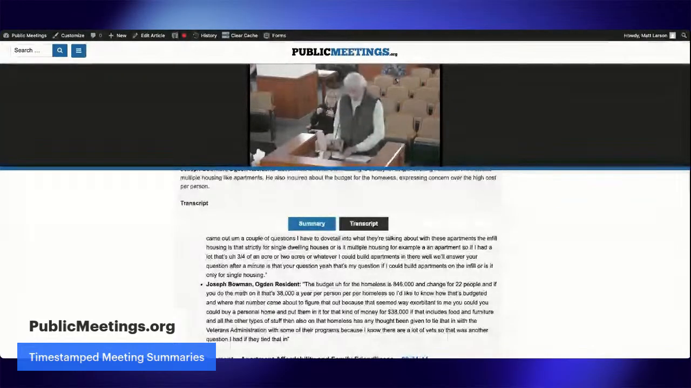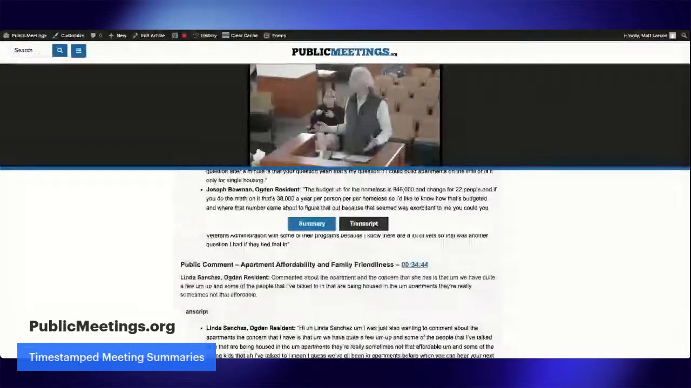And then the other item, the budget for the homeless is $846,000 and change for 22 people. And if you do the math on it, that's $38,000 a year per homeless person. So I'd like to know how that's budgeted and where that number came from, because that seemed way exorbitant to me. You could buy a personal home and put them in it for that kind of money, for $38,000, food and furniture and all the other stuff.